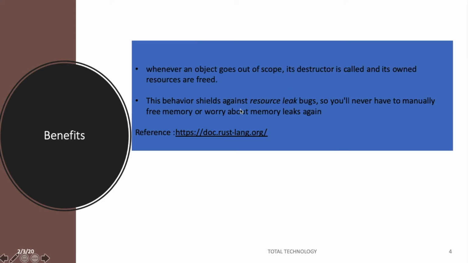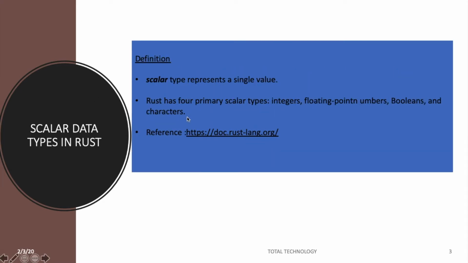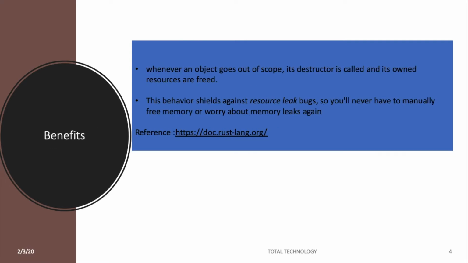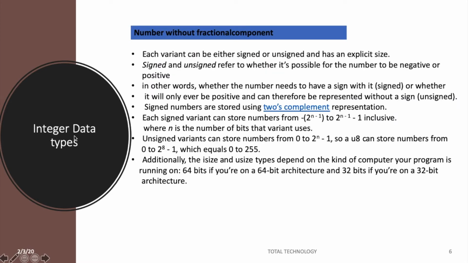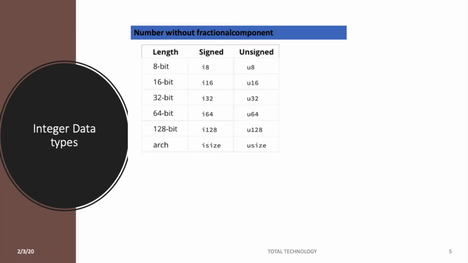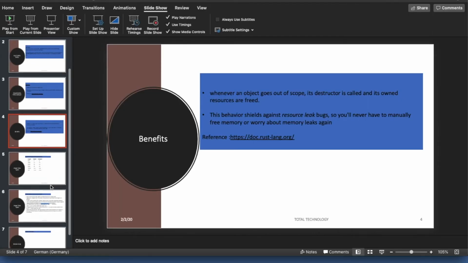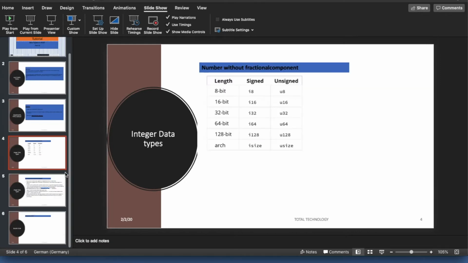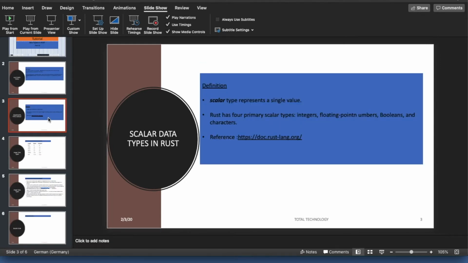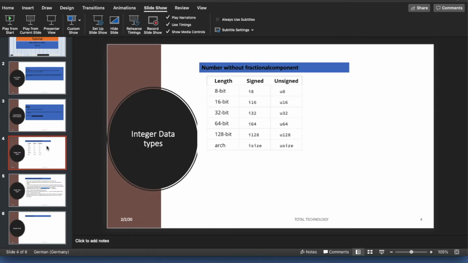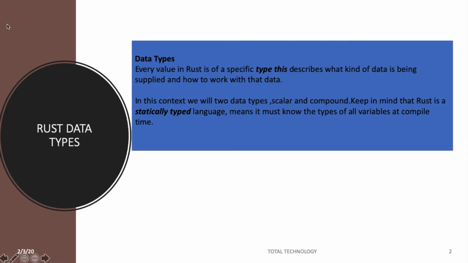Okay, so what else? Benefits. This is not the right slide, probably. Okay, yes. This is the integer slide. Let me delete this slide. This is actually from the previous slide. Now we've talked about the definition of scalar, then we'll start with the integer data type. So let me go ahead.